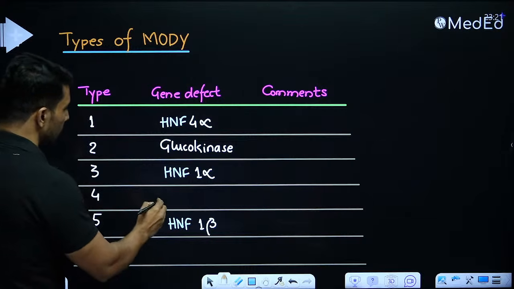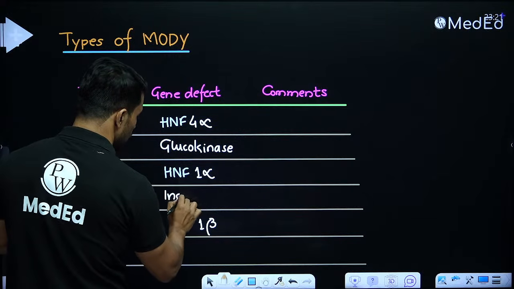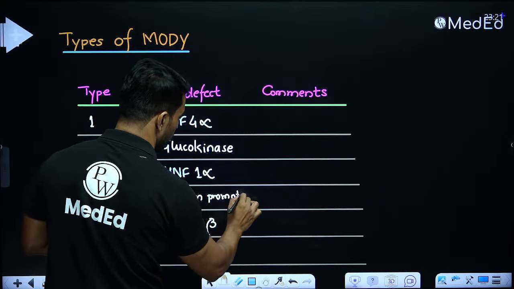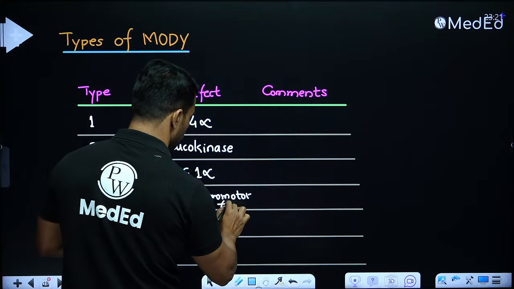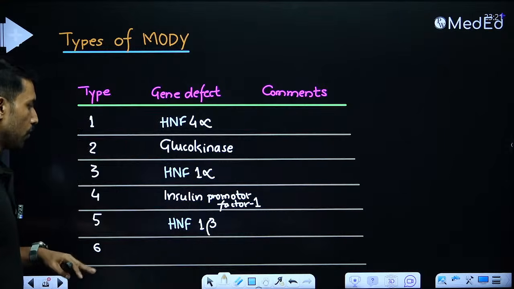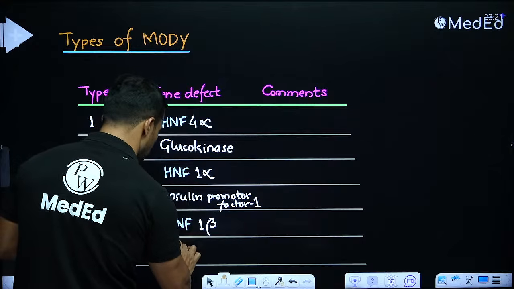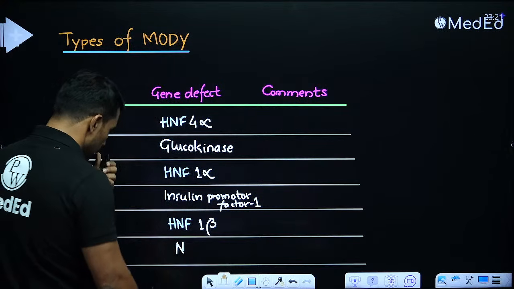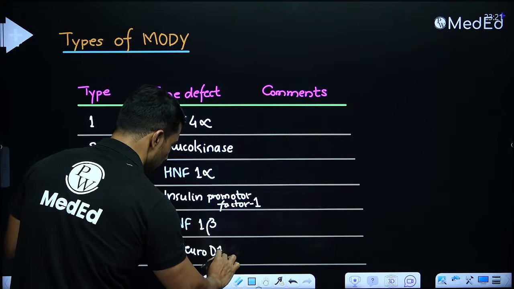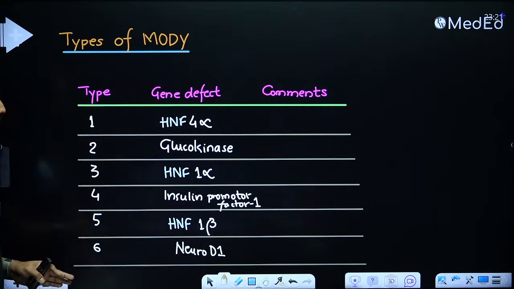Okay. Then mutation in insulin promoter factor 1, IPF1, results in type 4 MODY. And then there is one more factor called neuronal development factor, or NeuroD1, mutation of which results in type 6. Okay, all of them are autosomal dominantly inherited.